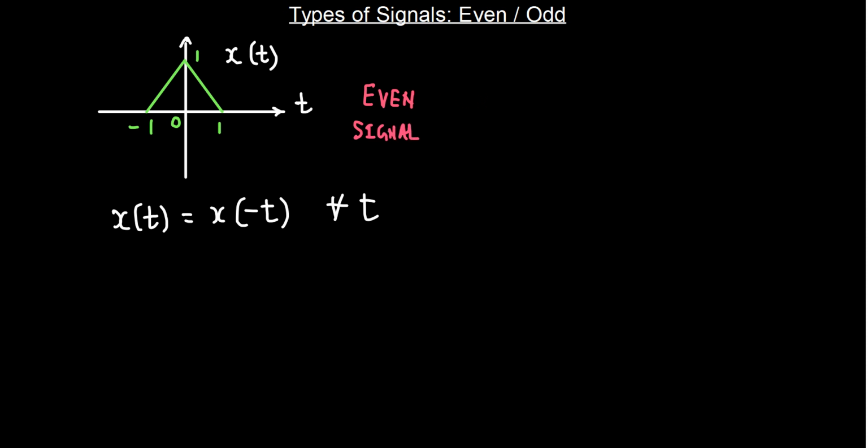Its discrete time equivalent can be written in the similar fashion as x of n equals to x of minus n, and that should be true for all the values of n where n is an integer.